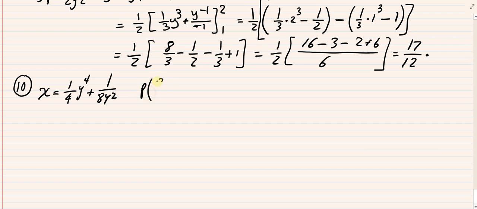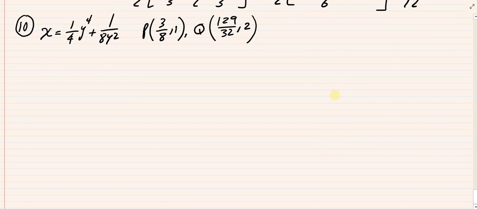The point P is 3/8, 1, and point Q is 129/32, comma 2. Why do we have this kind of numbers and expressions all of a sudden? They don't look like your usual polynomials and so on. It's because the integrand is the square root of 1 plus f prime of x squared. You've got to be careful what kind of function you put in, because oftentimes those will not be integrable. That's why we have all of a sudden these strange looking equations.